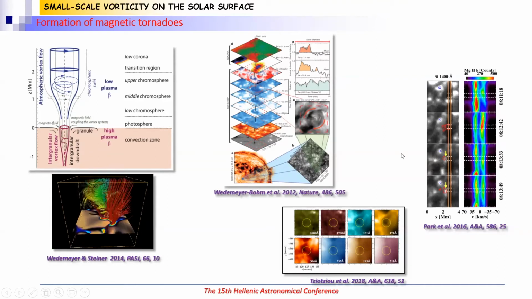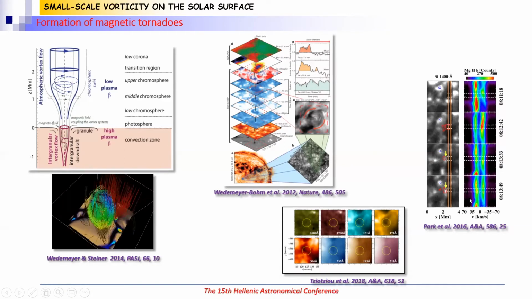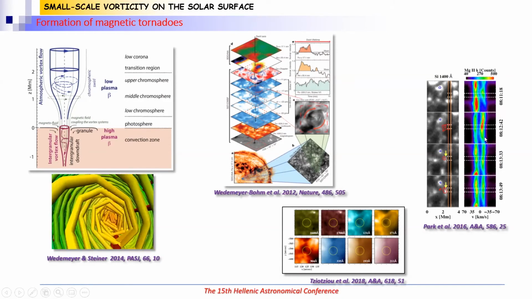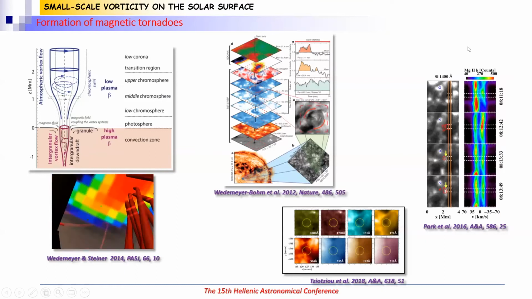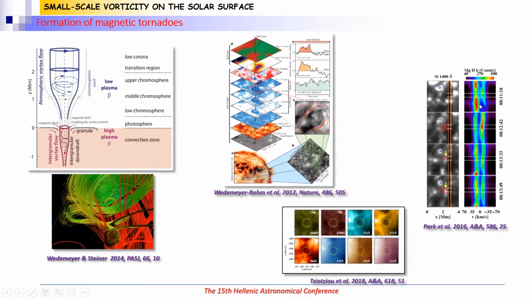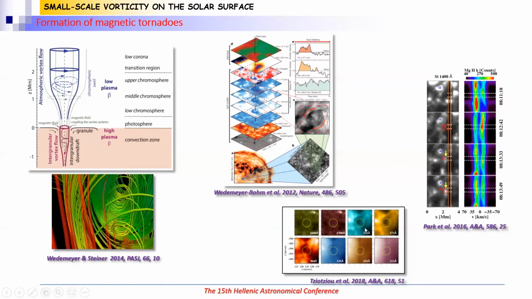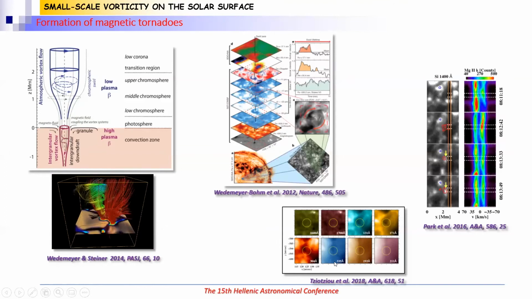And I'm showing you also two other works that have been produced here at the National Observatory. One from Park et al. in 2016 that shows such observational signatures of magnetic tornadoes up to the magnesium line, which is a transition line, and also a more recent work by Tziotziou et al. that shows the response of such magnetic tornadoes up to the low corona.